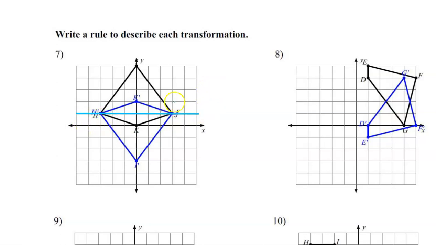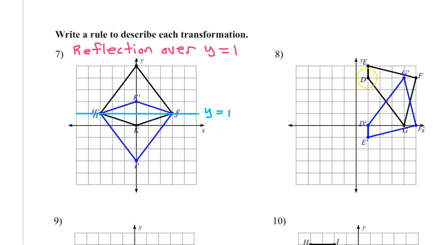It's also easy to see because we see that J and J prime are both in the same spot. H and H prime are both in the same spot. That means that those points are on the reflection line. So that's another way of knowing that the reflection line is right here. So remember that horizontal lines are always y equals a number. So this is the line y equals 1. So we can describe this transformation as a reflection over the line y equals 1.